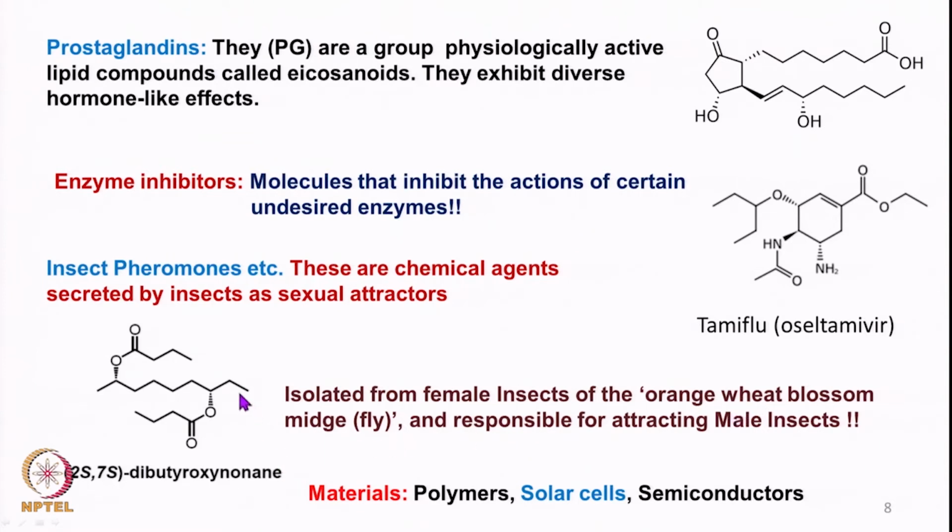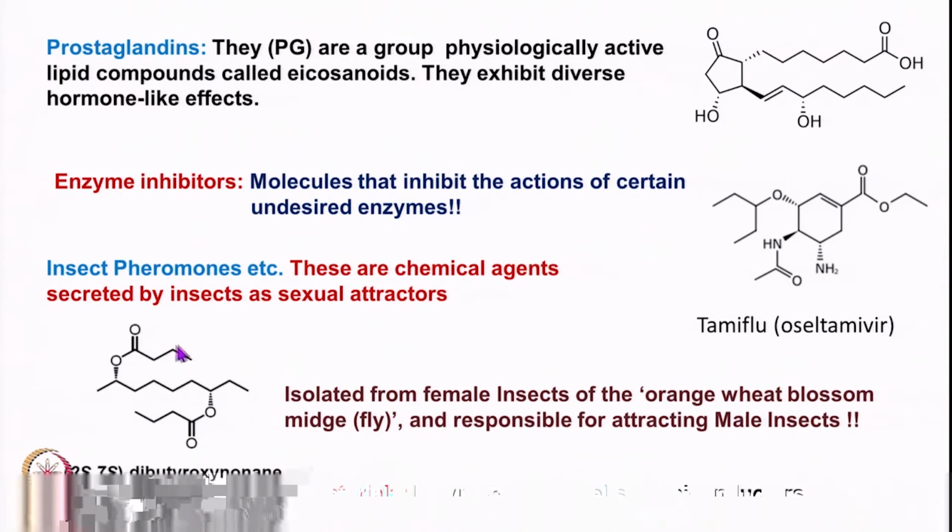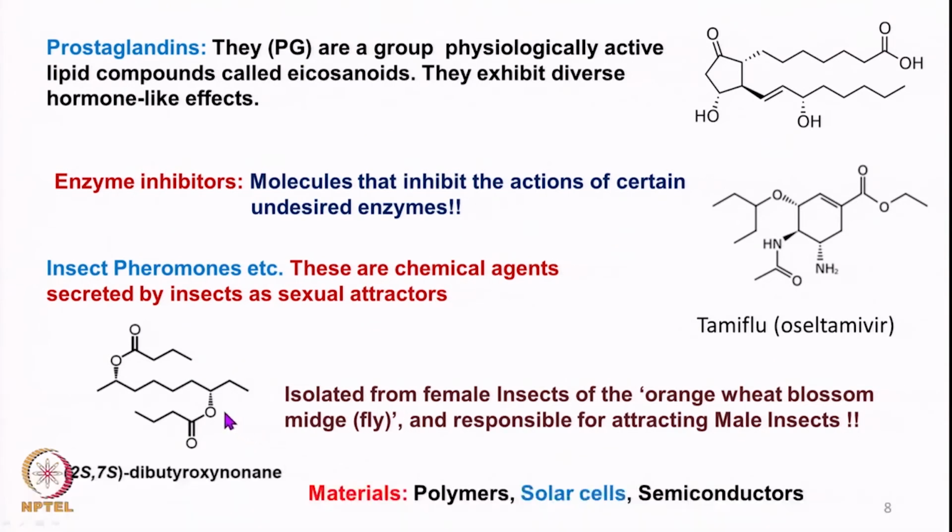And therefore, if we take this particular molecule, synthesize it, and put it in the field where wheat is grown, then since this is isolated from female insects, and if we keep this in a corner of the field, all the males will be attracted towards this particular compound, and then with a small amount of insecticide you can kill the male insects and not spoil the wheat.